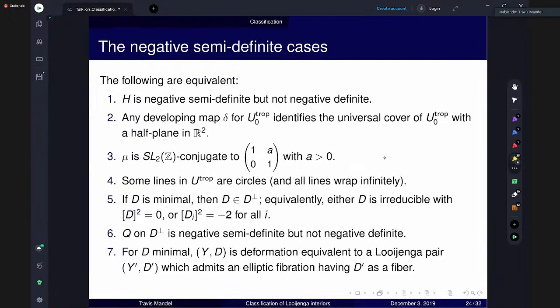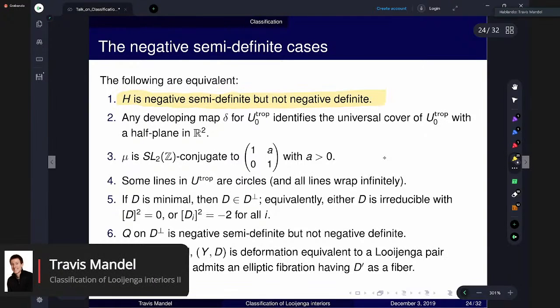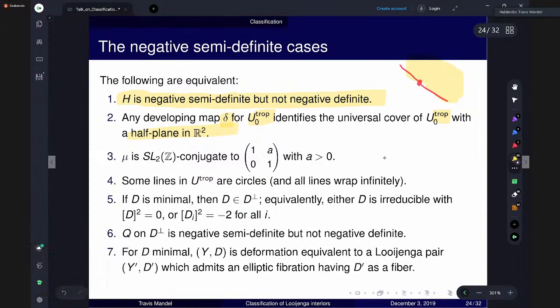So next, let's look at the negative semi-definite cases. These are where the intersection form is negative semi-definite, but not negative definite. So that's equivalent to all of the following. Any developing map for U trop 0 will identify the universal cover with a half plane. So that's this picture I drew before. Universal cover maps to some half plane. I've mentioned that in these cases, D_i squared is -2 for every component i, or if D is irreducible, then D squared is 0.